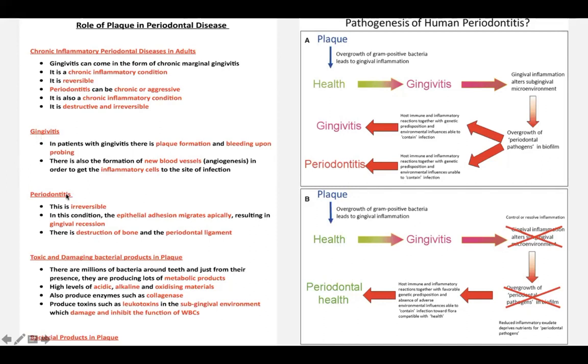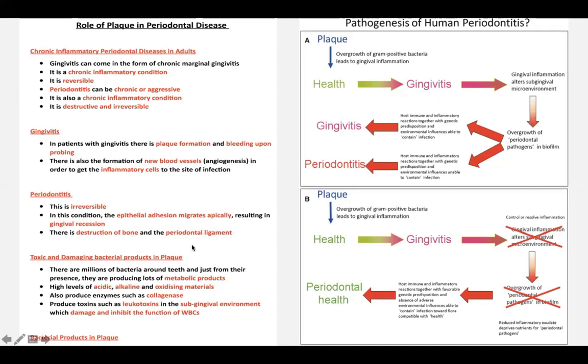When it progressed into periodontitis, this becomes irreversible, and the epithelial adhesion migrates apically towards the root, resulting in gingival recession or gum recession. So periodontitis is irreversible, and in this condition the epithelial adhesion migrates apically towards this side, and this will result in gingival recession. There is destruction of bone and periodontal ligament. So other than the gum in gingivitis, now other structures of periodontal tissues are involved.